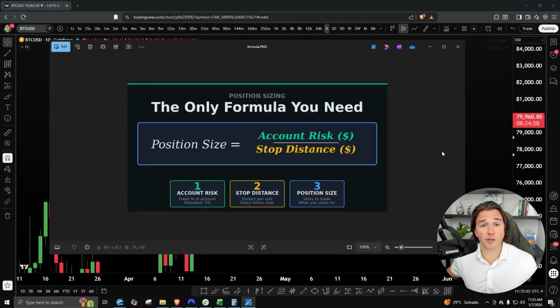When it comes to position sizing, this is the only formula you need. Your position size equals your account risk over your stop distance. And your account risk is going to be how much you're willing to lose on that trade. And then your stop distance is going to be how far away your stop or your invalidation is from your entry.